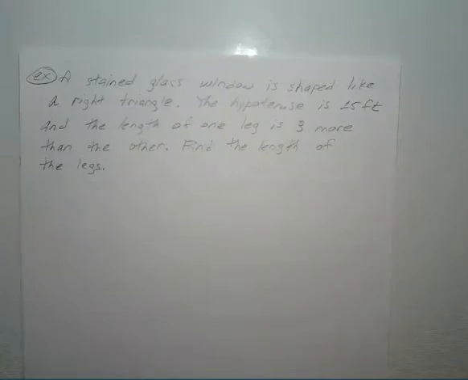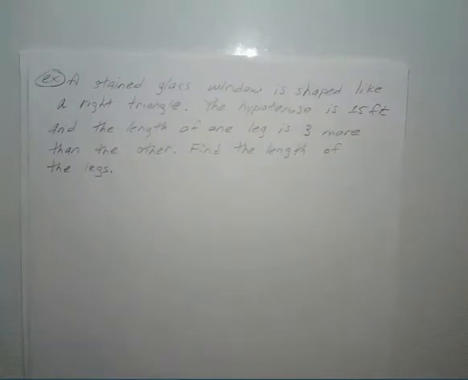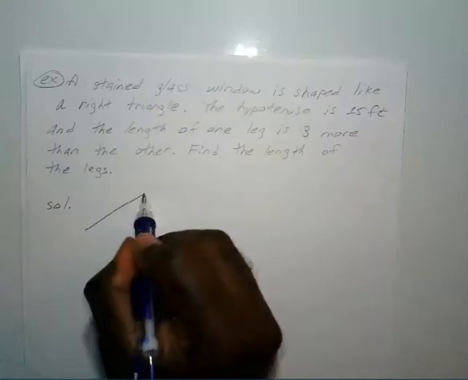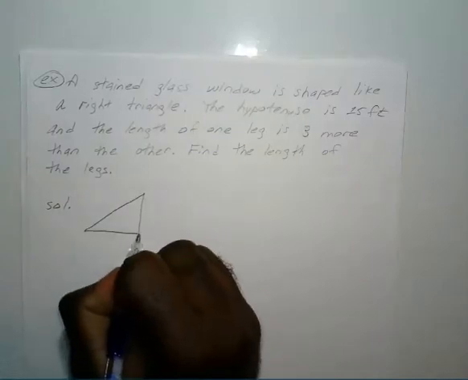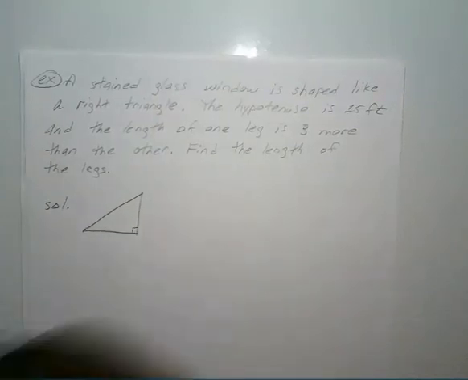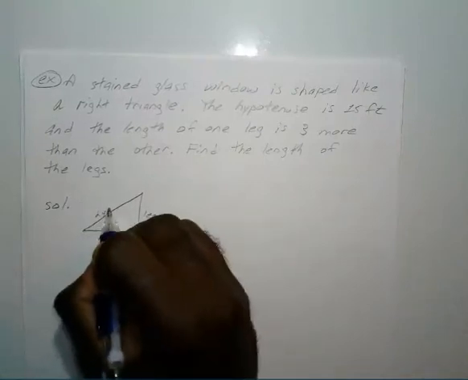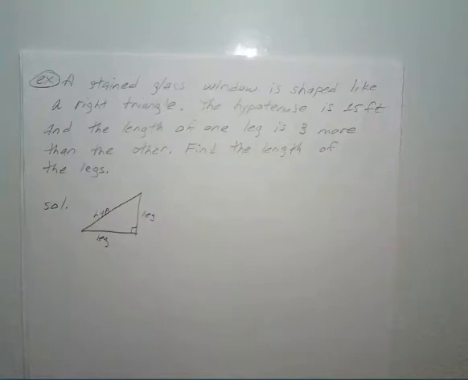So what if we have a stained glass window shaped like a right triangle? The hypotenuse is 15 feet and the length of one leg is 3 more than the other. Find the length of the legs. Alright, so you just have to remember how your right triangle looks. If that's your right triangle, remember this is a leg, this is a leg, and this is your hypotenuse, which is directly across from your right angle.